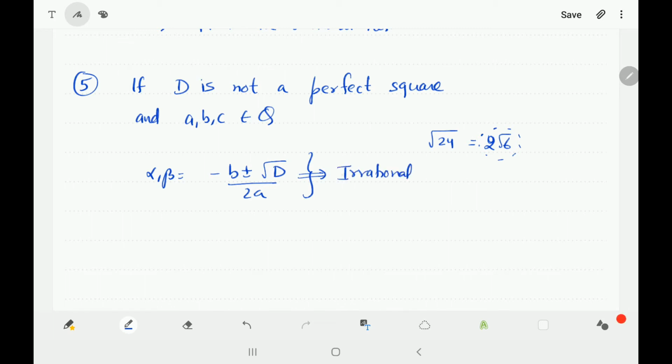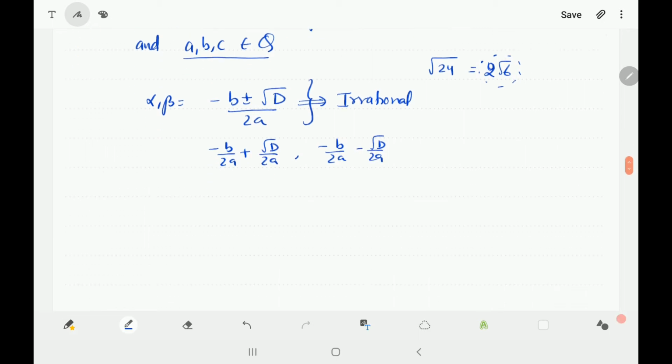So these roots will be irrational, provided a, b, c belong to rational numbers. Now obviously, the first root is of the form -b/2a + √D/2a, and the other root is of the form -b/2a - √D/2a. Hence we can say that the roots will be of the form m + √n, m - √n, where m, n belong to rational numbers.